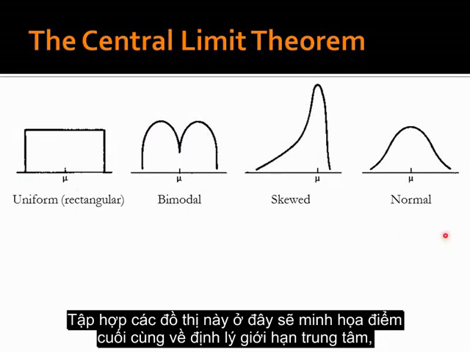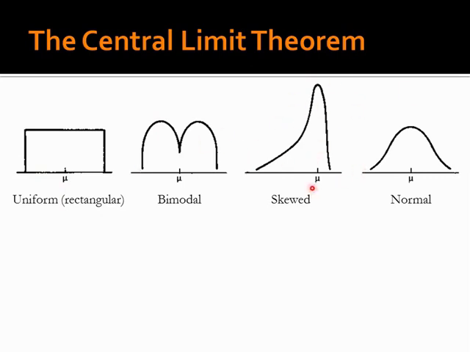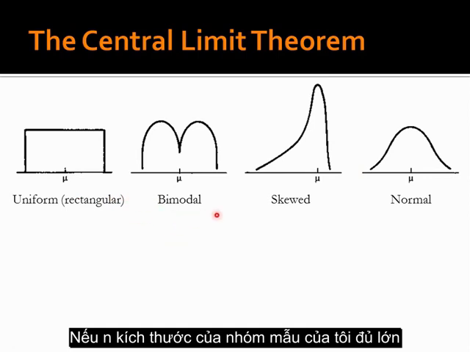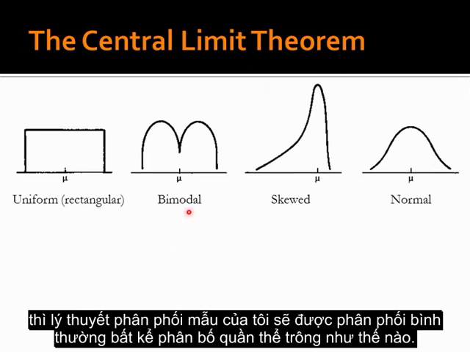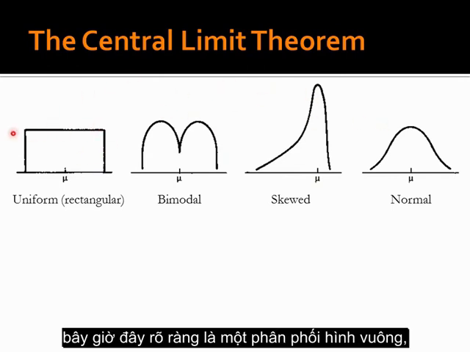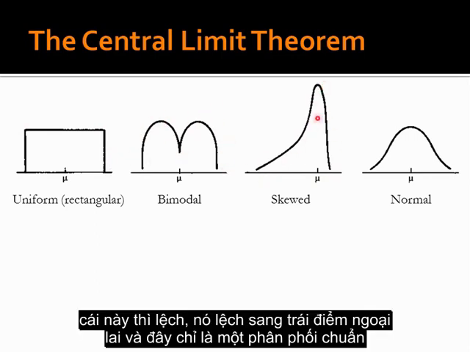This set of graphs here is going to illustrate the last point about the central limit theorem. The idea here is that if the population is not normally distributed, or whatever it looks like, okay, if my n, the size of my sample group, is large enough, then my theoretical sampling distribution is going to be normally distributed regardless of what the population distribution looks like. Now this is obviously a square distribution. This one is bimodal, it's got two humps.